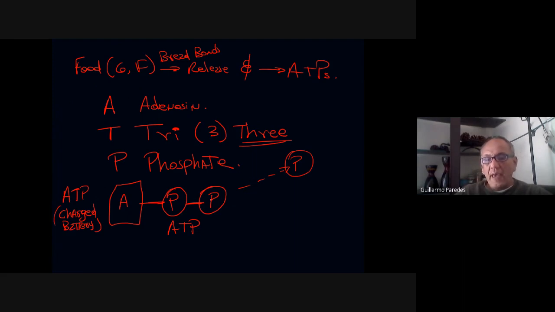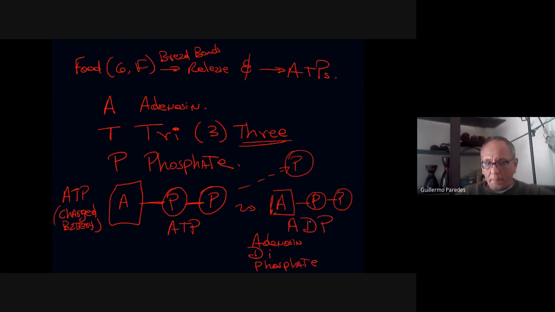So now the ATP is not ATP anymore. Now it is going to be called ADP. We have adenosine, one phosphate, and another phosphate, only two. So that's why it's called ADP. The ADP is adenosine diphosphate, di meaning two. Right? You okay with that? All right, so now this is the uncharged battery.